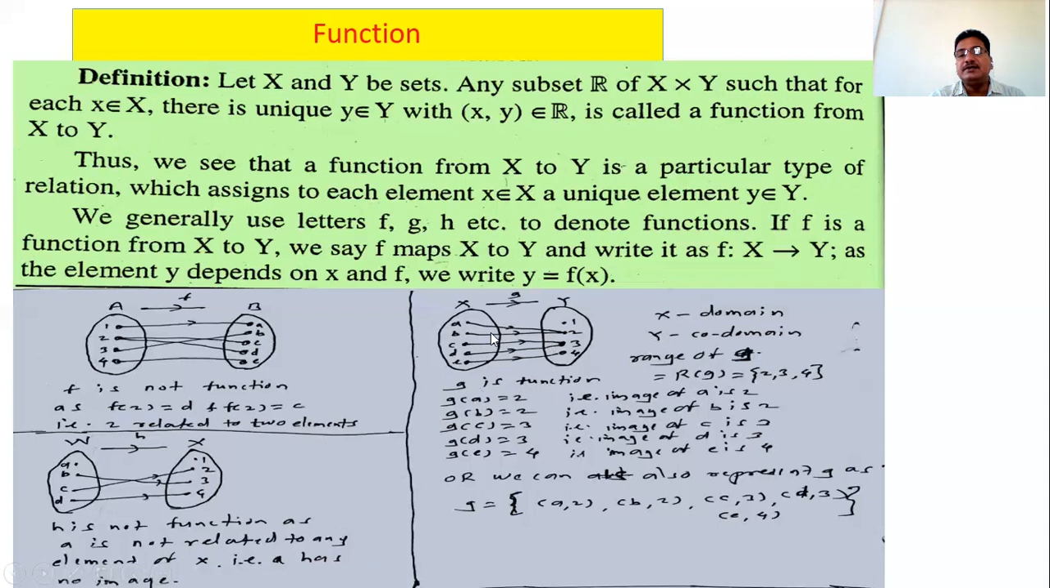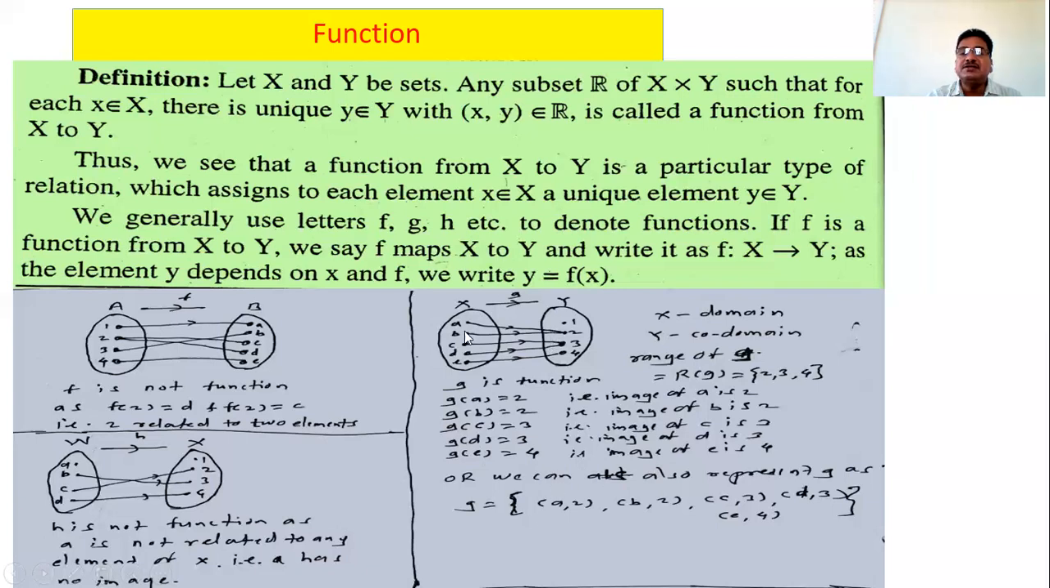GB is equal to 2, right? GB is equal to 2 means what? Image of B is 2 under G. Like GC is equal to 3 means what? Image of C under G is 3. GD is equal to 3 means image of D is 3 and image of E is 4. So this is the relation.